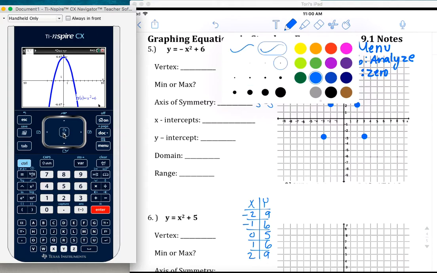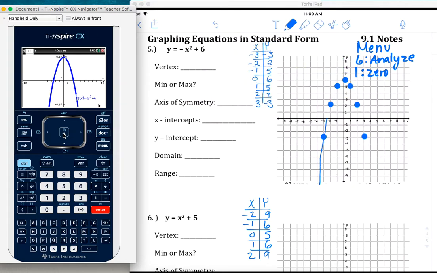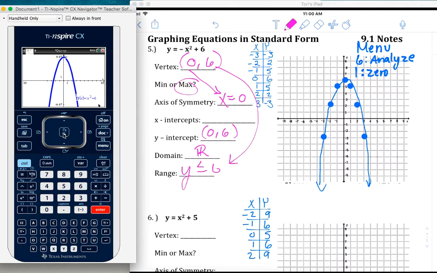And we're going to go ahead and connect our dots. Make sure our arrows go all the way to the bottom. All right, so for this one, you do have the vertex. We can see this highest point up here. So we're going to put our 0, 6. He is a maximum again. Axis of symmetry steals my x number, so x equals 0. Y-intercept is that same point, 0, 6 on the y-axis. Domain is all real numbers. And my range takes the y number, so y is less than or equal to 6.